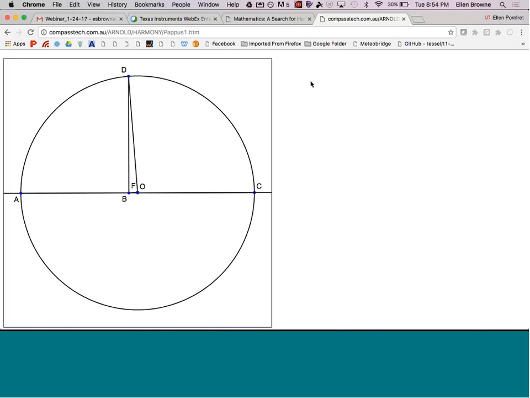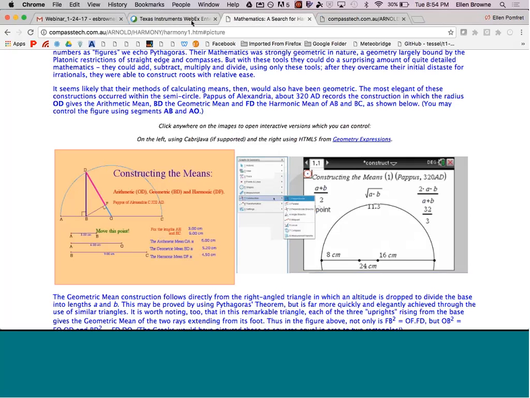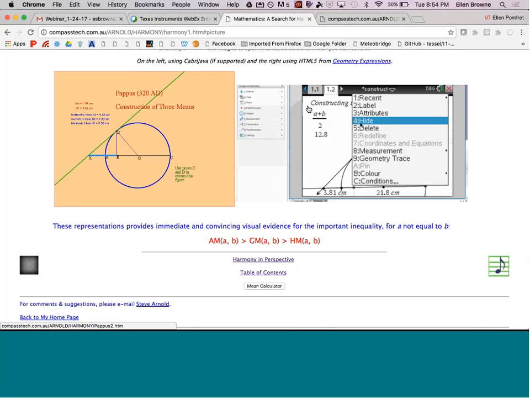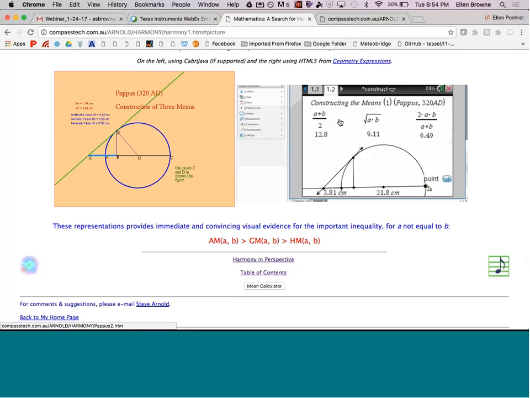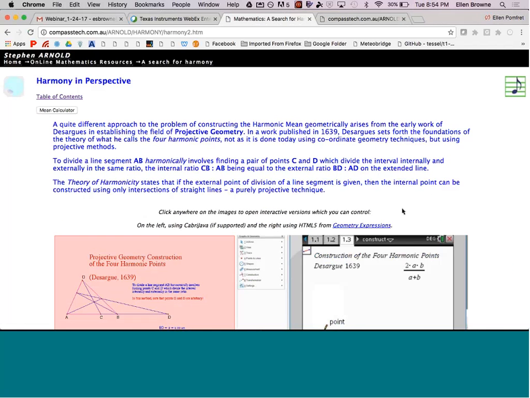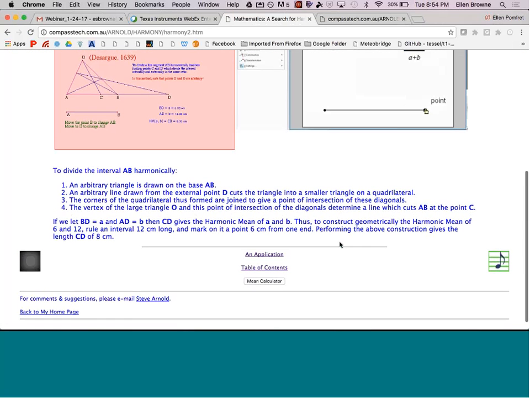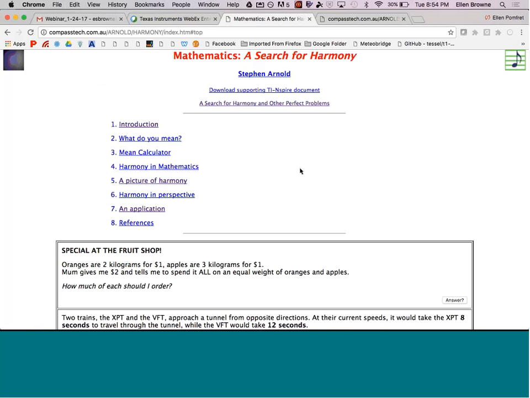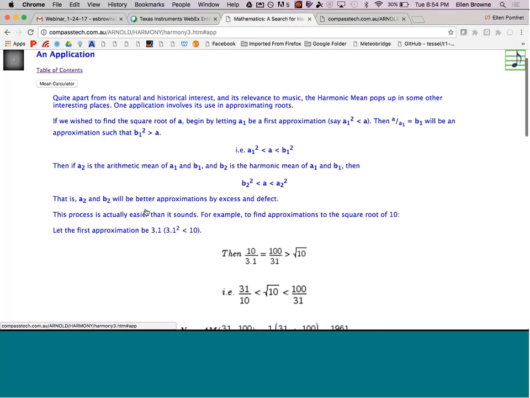Finally, at the end, back to the previous one, please, Alan. And scroll down. Go to the Harmony in Perspective link at the bottom. And scroll to the bottom and you'll find references and other websites to, oh sorry, table of contents. There's one more. That's right. Go to an application, number 7.